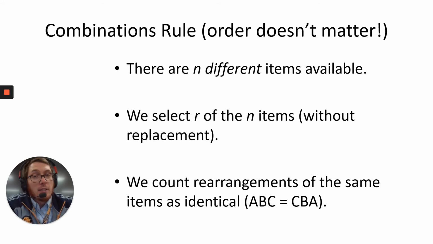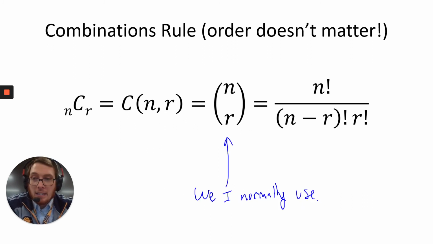The combination rule is similar to permutation. It's ways to order things, ways to choose things, but the order doesn't matter. So it's still n different items. You're choosing r of them, but without replacement. But now it doesn't matter the arrangement of them. So the formula here, instead of NPR, is NCR, which would be the combination of n choose r.